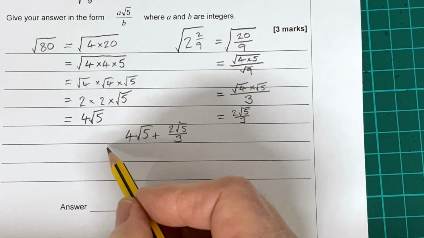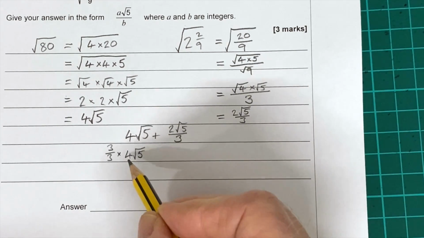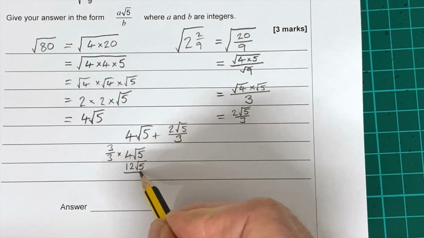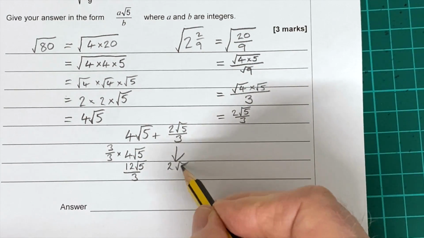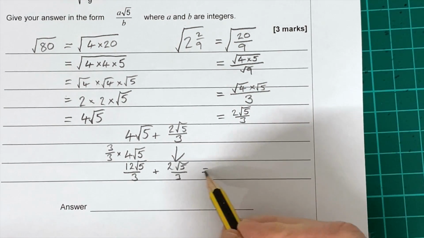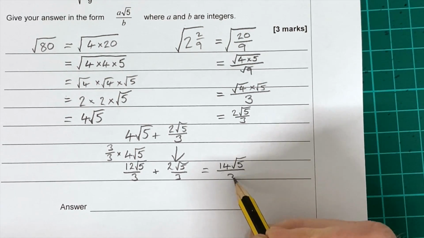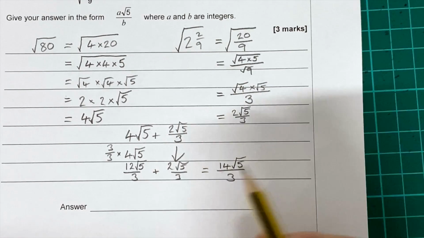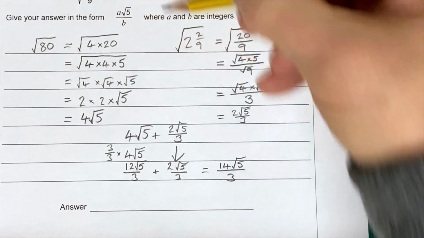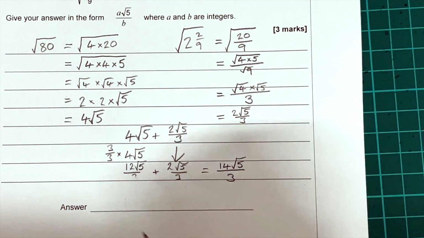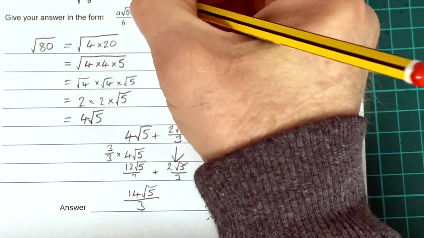So we're going to times this one by 3 over 3. 3 over 3 times 4 root 5 will give us 12 root 5 over 3. That's this one. Pulling this one all the way down to there, we've got 2 root 5 over 3. We're adding those together. So we're going to have 14 root 5 over 3. 12 plus 2 is 14. 3 is the denominator. 14 root 5 over 3. Look, a is 14, b is 3. So we better put the answer where it belongs. We're going to have 14 root 5 over 3, and it's in the form that they asked for.